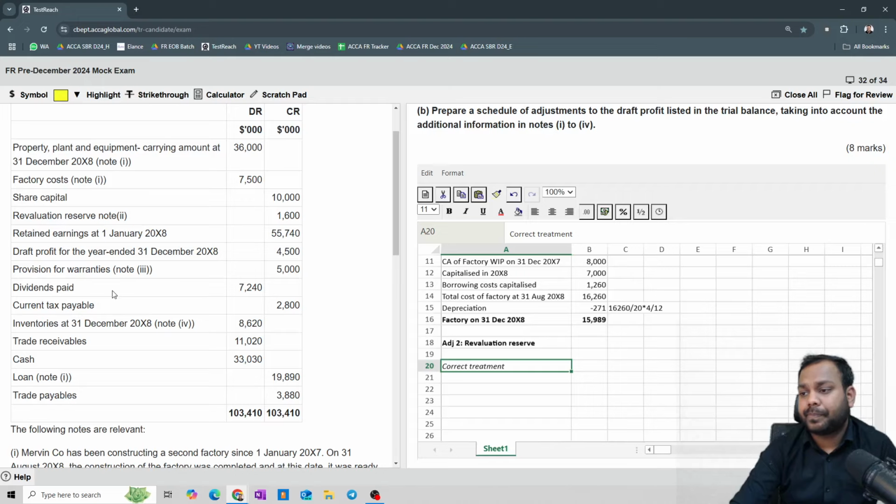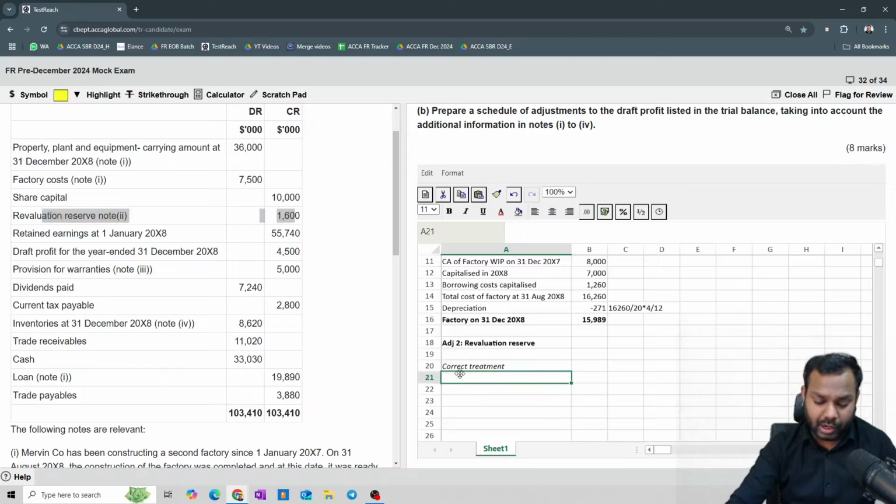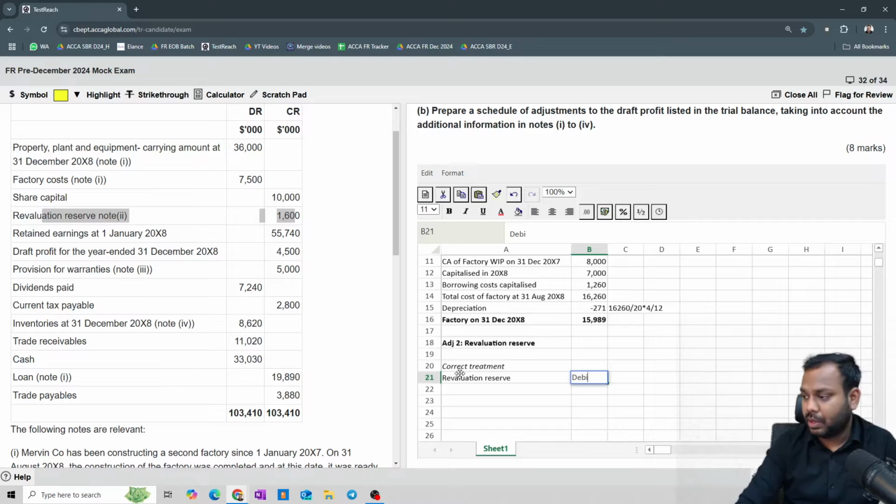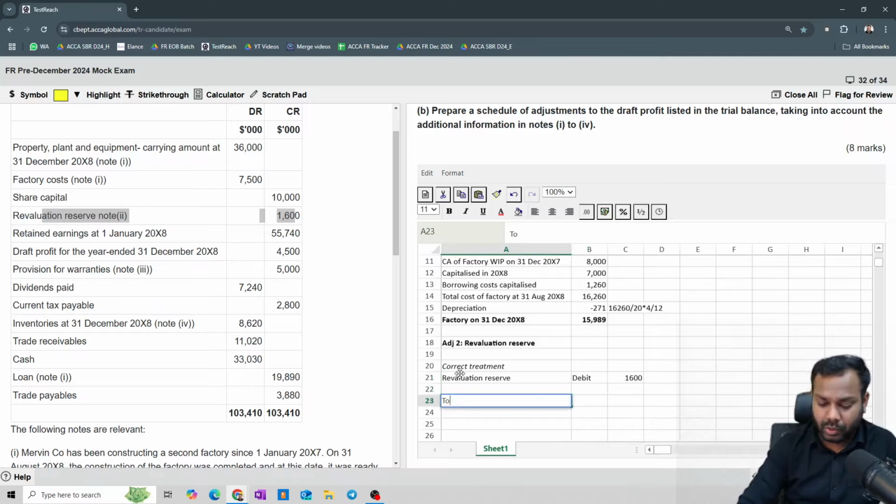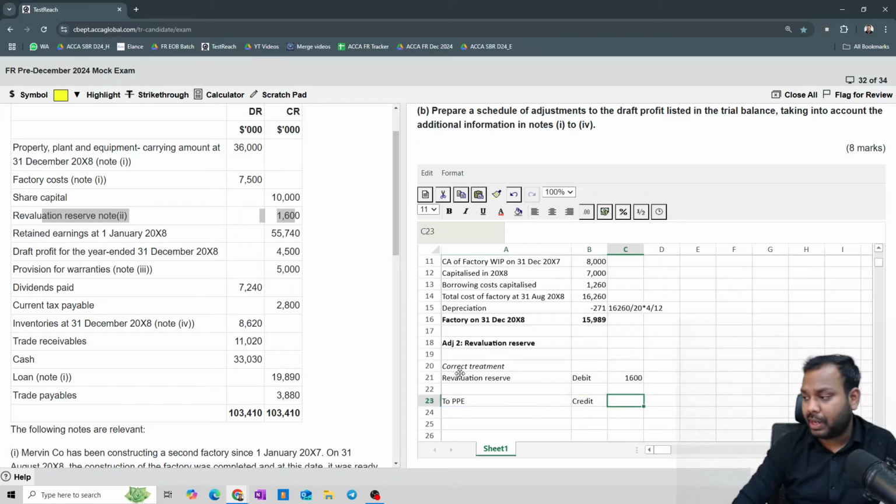Okay, now understand. For this head office, we have a revaluation reserve of 1600. So first of all, we'll adjust with revaluation reserve: debit revaluation reserve 1600. Your asset, head office PPE, will decrease by 2000, that is credit. But the rest will go to P&L, debit 400. This is the correct treatment that should have been done.